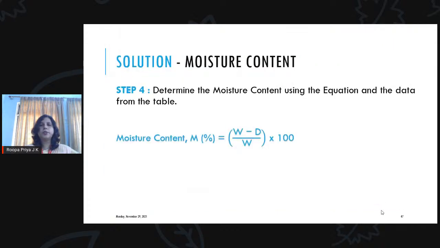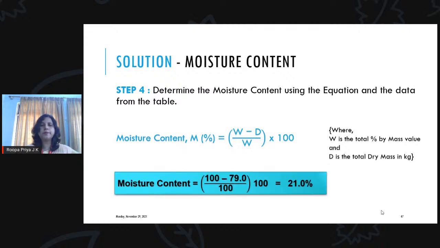With this, you can calculate the moisture content, which is equal to (W minus D) divided by W, where W is the total percentage by mass value and D is the total dry mass in kg. So please remember this formula also. One is the calculation of dry mass. The second one is the calculation of moisture content, which is equal to (W minus D) divided by W into 100. So this is how we calculate the moisture content.